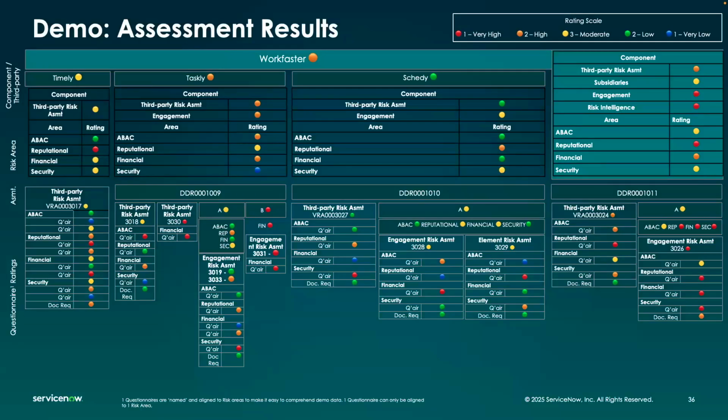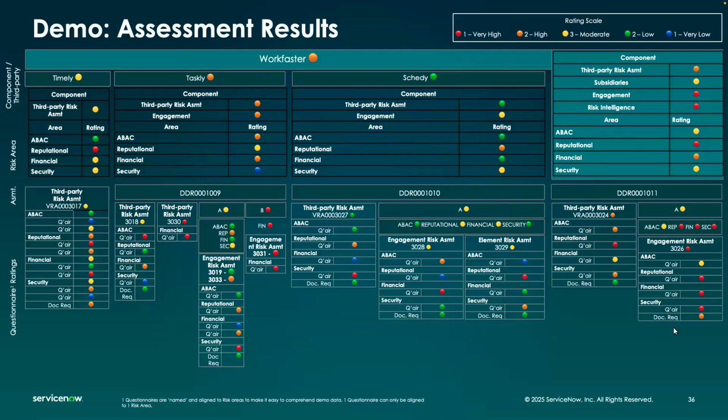All right, moving on with Workfaster. That's the parent third party, parent of Timely, Taskly, and Schedule. Notice that the components of Workfaster include third-party risk assessment, so there is an assessment on the third party Workfaster itself, and the subsidiaries, which is what we just reviewed: Timely, Taskly, and Schedule.